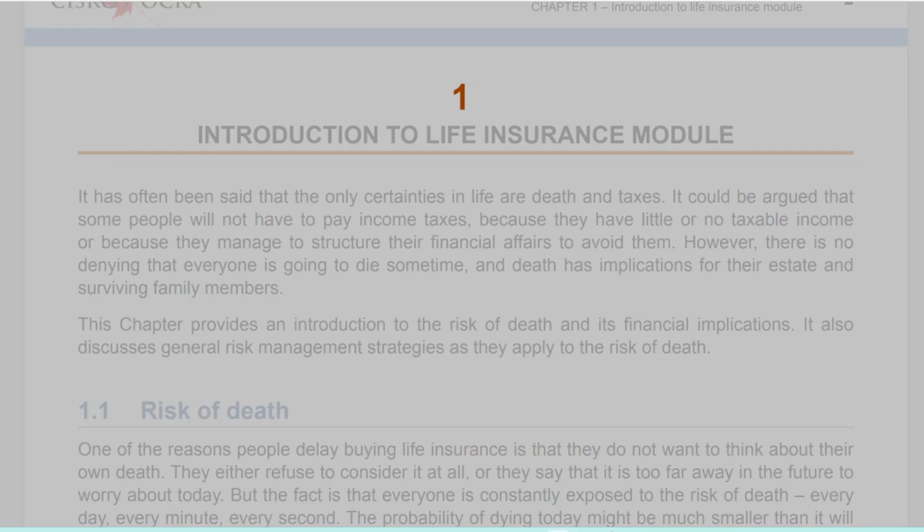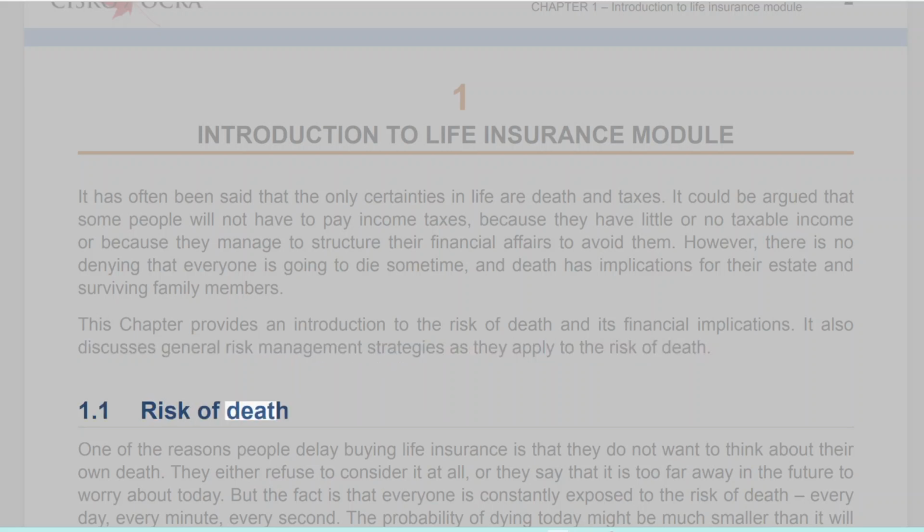1. Introduction to Life Insurance Module. It has often been said that the only certainties in life are death and taxes. It could be argued that some people will not have to pay income taxes because they have little or no taxable income, or because they manage to structure their financial affairs to avoid them. However, there is no denying that everyone is going to die sometime, and death has implications for their estate and surviving family members. This chapter provides an introduction to the risk of death and its financial implications. It also discusses general risk management strategies as they apply to the risk of death.